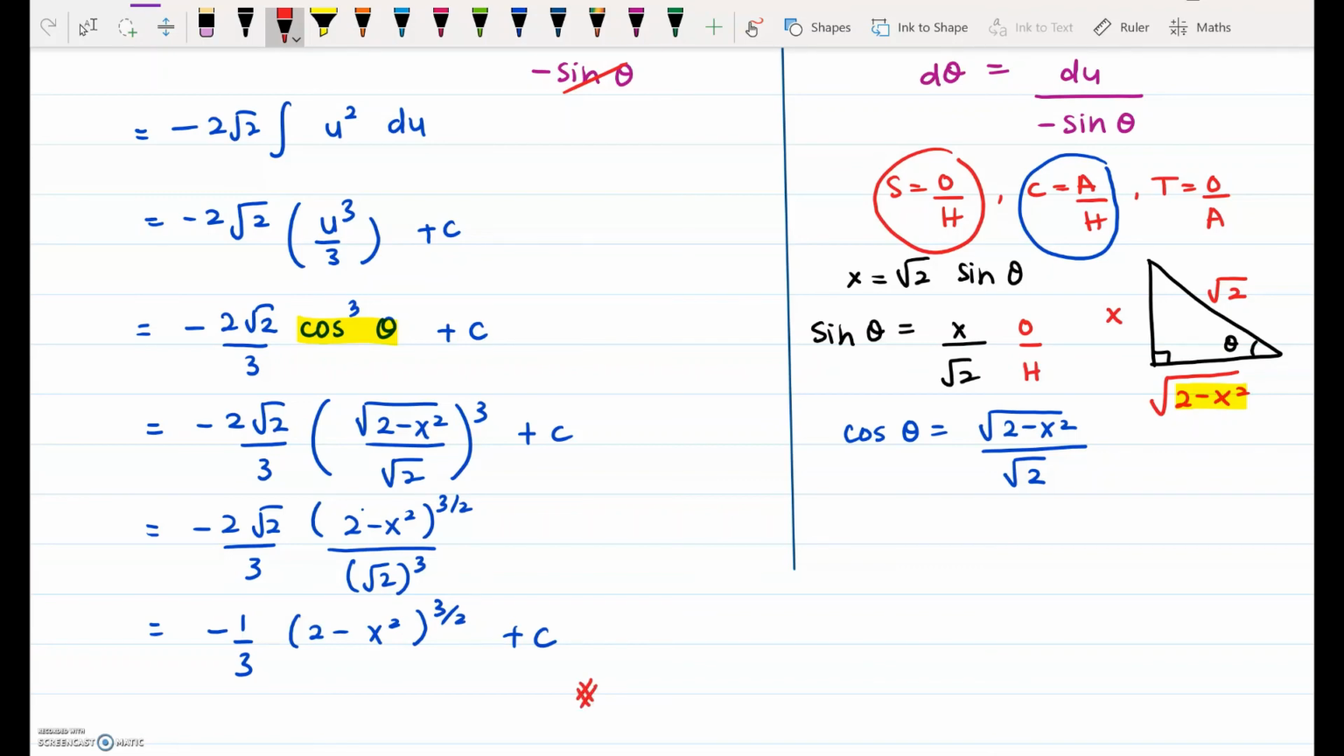Okay, class? In here, look at this: 2 square root of 2 is equal to square root of 2 to the power of 3. That is 2 to the power 1 times 2 to the power 1 over 2. So 2 square root of 2 equals 2 to the power 1 times 2 to the power 1 over 2, which equals 2 to the power 3 over 2. That's why we can cancel off this one. Alright, class? Thank you.